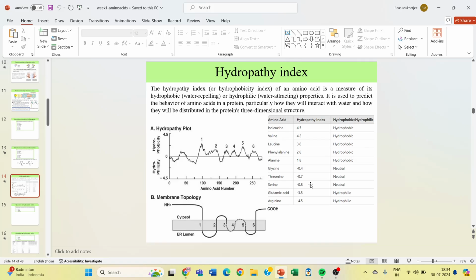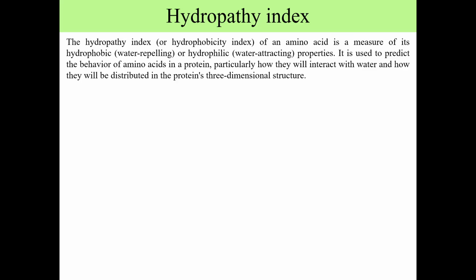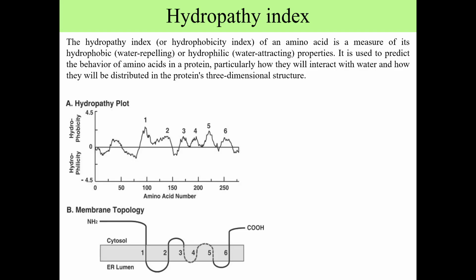Now we come to hydropathy index. So what happens in hydropathy index? Now this is actually a measure of the hydrophobicity and hydrophilicity of amino acids. Okay, and this is used to predict the behavior of amino acids in a protein, particularly how they will interact with water and how they will be distributed in the protein's three-dimensional structure. Okay, so if a particular amino acid is actually hydrophobic, it will fold towards the interior of the protein, right?